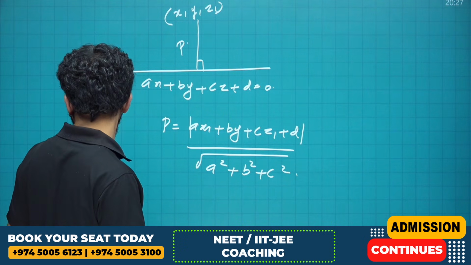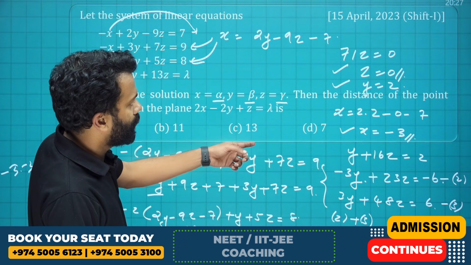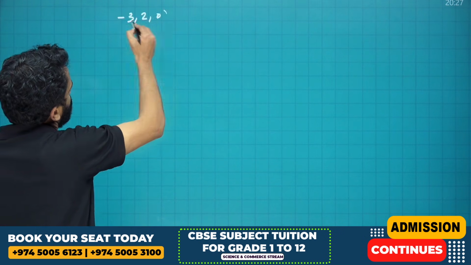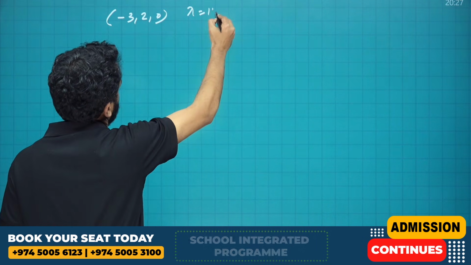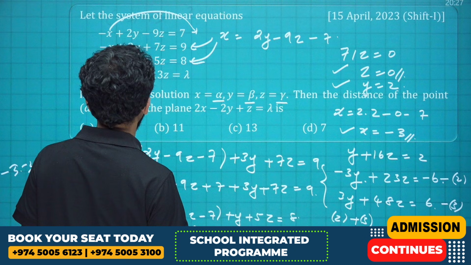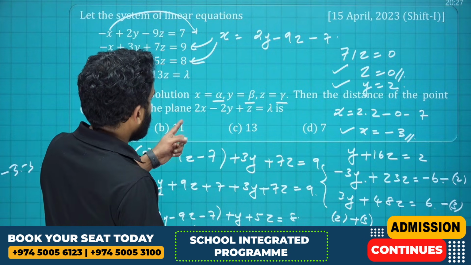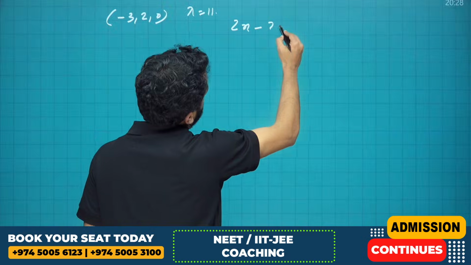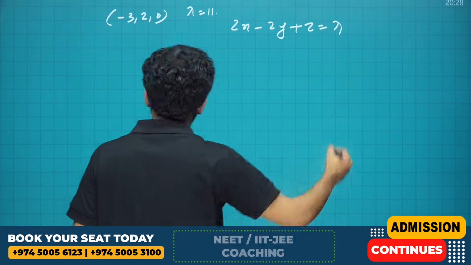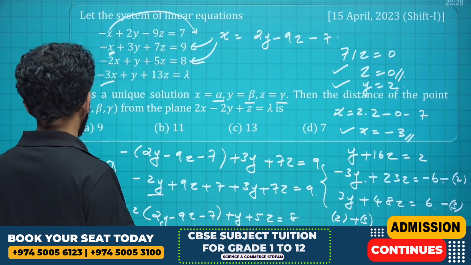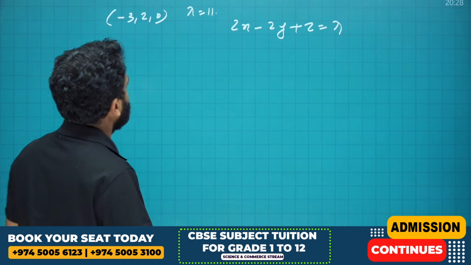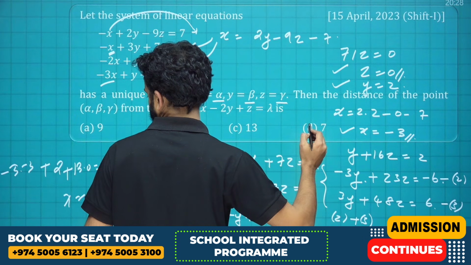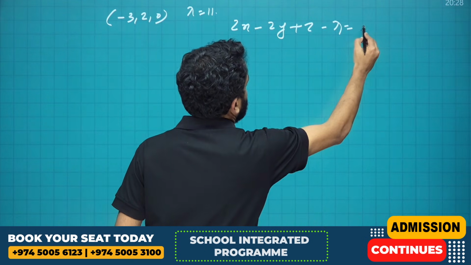Okay, let me take the values first. The point is minus 3, 2, 0, right? And lambda is what? 11. Now let's take the equation of the plane, which is 2x minus 2y plus z is equal to lambda. Let me check that once more. 2x minus 2y plus z is equal to lambda. Okay, substitute this point here. If you want, just write it like this, 2x minus 2y plus z minus lambda is equal to 0.